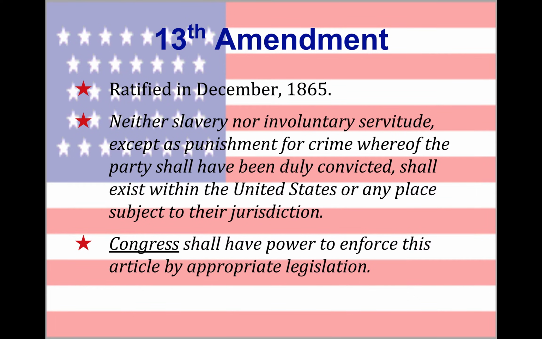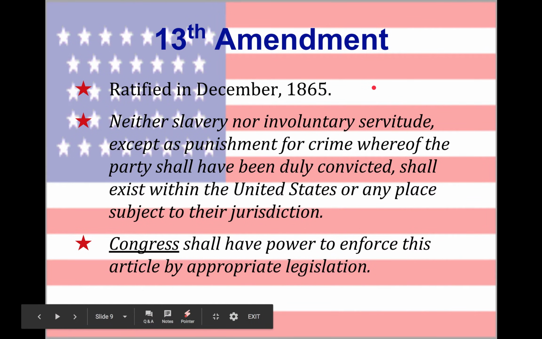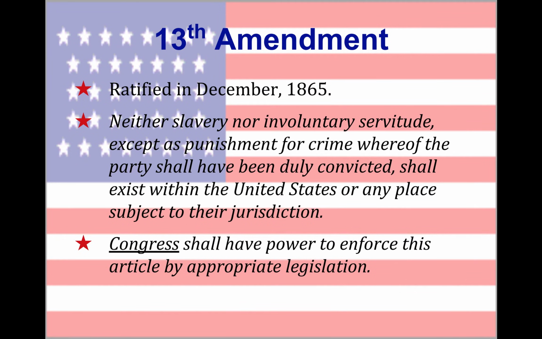You can see that this one, again, was very early, almost immediately after the war ends. The language of the amendment is as follows: neither slavery nor involuntary servitude, except as a punishment for crime, whereof the party shall have been duly convicted, shall exist within the United States or any place subject to their jurisdiction, and Congress shall have the power to enforce this article by appropriate legislation.